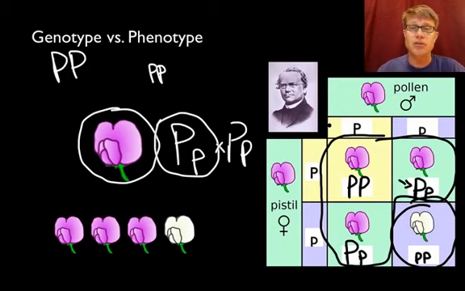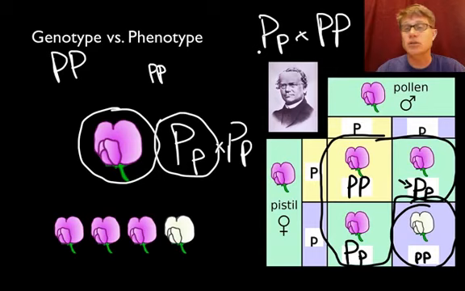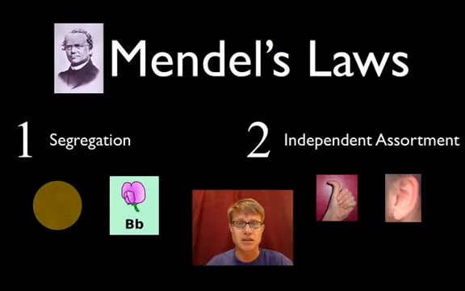And if you ever get a cross like this in a problem, just if you're not sure what the offspring are going to be, just do a simple Punnett square where these two alleles or versions of the gene are going to be on the top and these two are going to be on the side. And we'll do some practice problems in just a second.